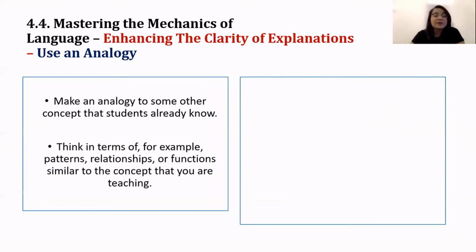Think in terms of, for example, parents, relationships, or functions similar to the concept that you are teaching. For example, you are explaining a certain concept in linguistics, and it's quite complicated because it's too abstract. Then you can make an analogy using, for example, fruits, or maybe the way someone does something in his or her life. So use an analogy that is close to your students, more understandable, so the new concept will be understood way easier.